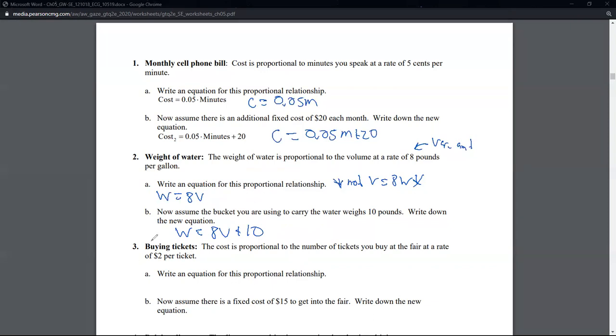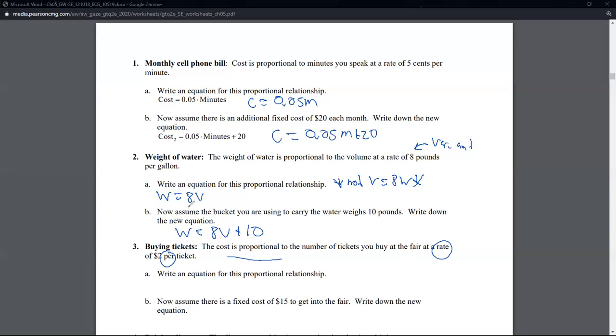All right, number 3. Buying tickets. The cost is proportional to the number of tickets you buy at the fair at a rate of $2 per ticket. So that's our rate. That's our variable rate. That's the thing that'll get a variable. Again, because it has the word per. And they use the word rate. And they use the word proportional, which means that's the thing that gets a multiplier.